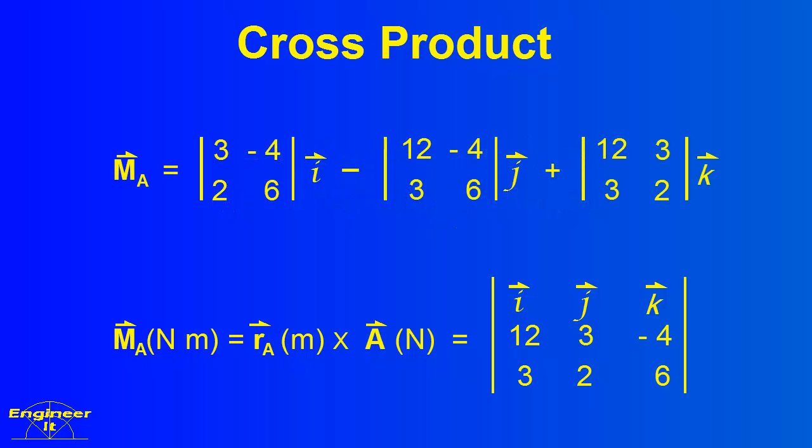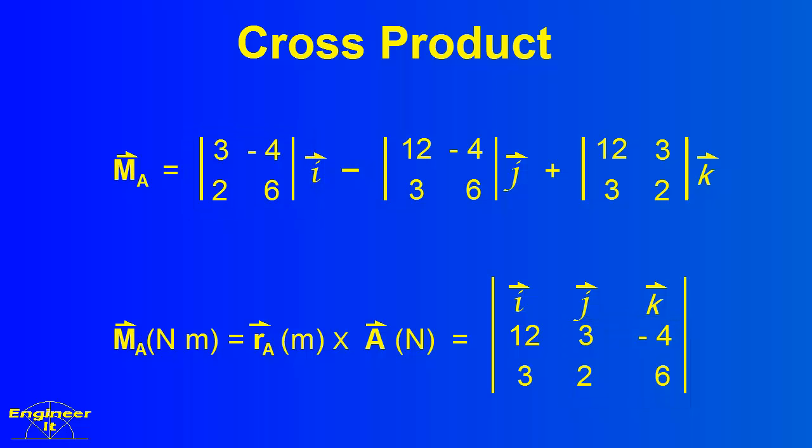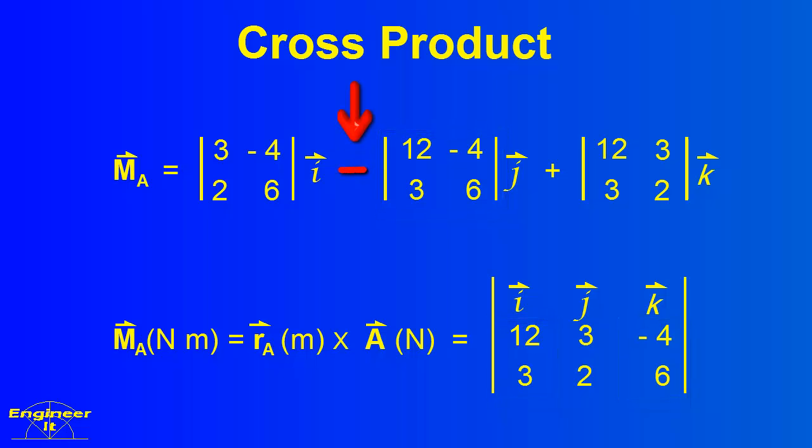Now write the determinants. For the I component, shade out the row and column to reveal the I determinant. For the J component, shade out the row and column to reveal the J determinant. Make sure to remember the minus sign on the J determinant. For the K component, shade out the row and column to reveal the K determinant and then add that determinant.